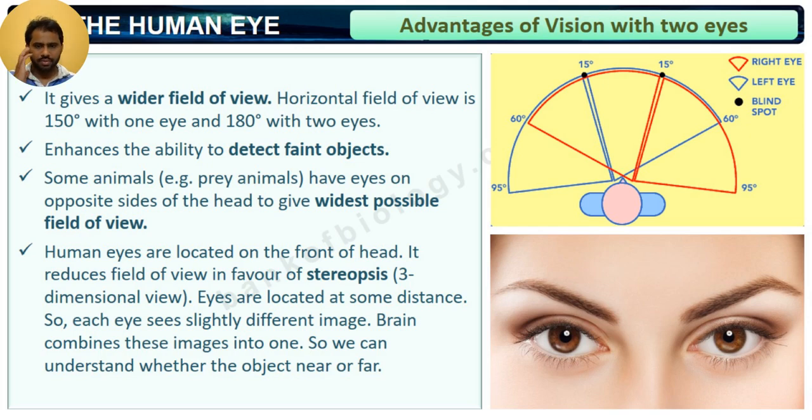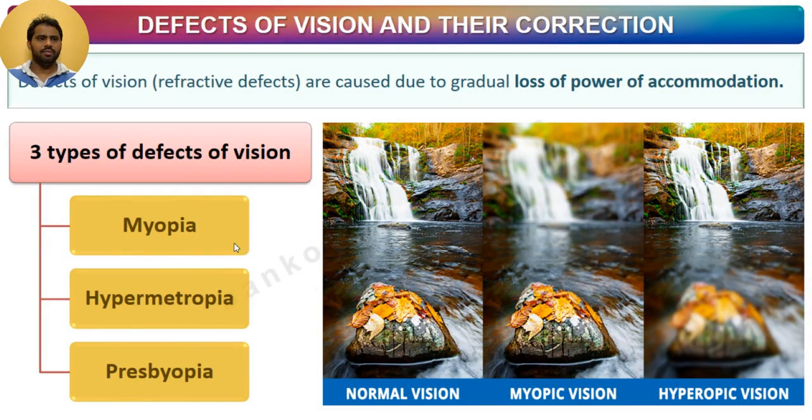Okay, our eyes are located at some distance, so each eye sees a slightly different image. The brain combines these images into one, so we can understand whether the object is near or far. Now, another important concept is the defects of vision and their correction.